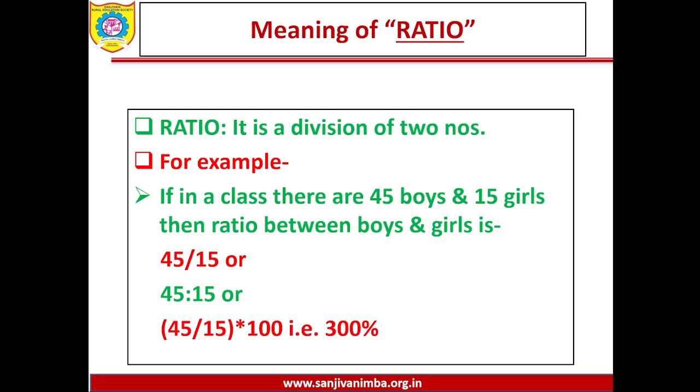Friends, as you all know, ratio is simply a division of two numbers. For example, if in a class there are 45 boys and 15 girls, then you can say the ratio of boys to girls is 45 upon 15, or you can also narrate that as 45 as to 15, or 45 divided by 15 multiplied by 100. So ratio is simply the comparison of two numbers.